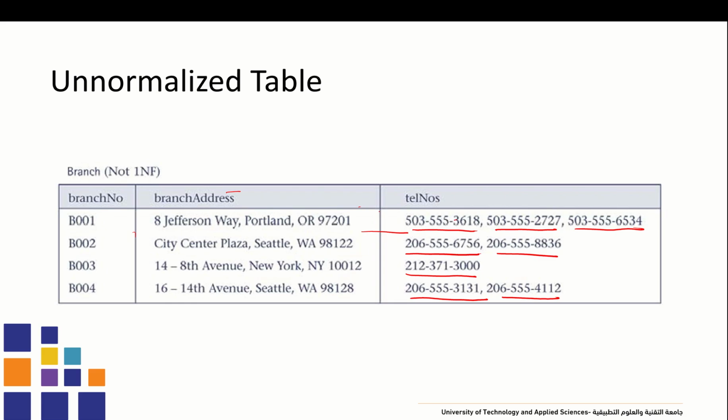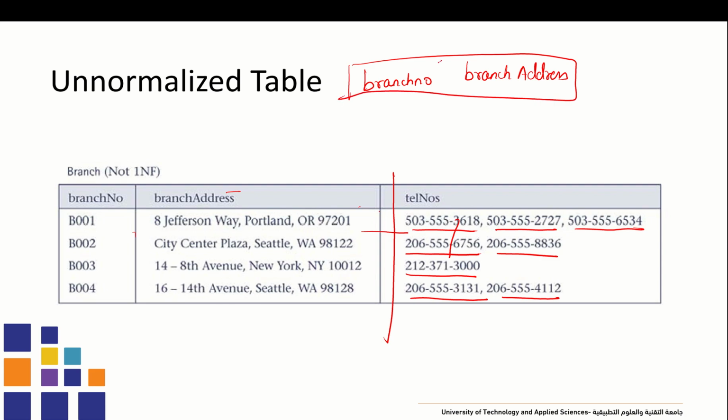So how will you convert? You're going to divide this table. You will have branch number and branch address in one table, and then telephone number will be in another table, but you have to copy the primary key to that table. So branch number and telephone number will be in another table.